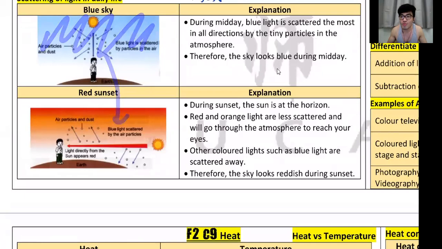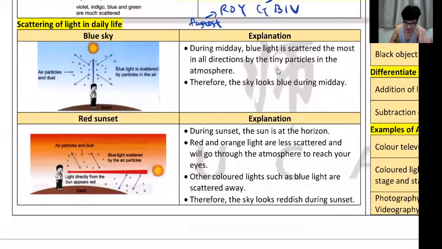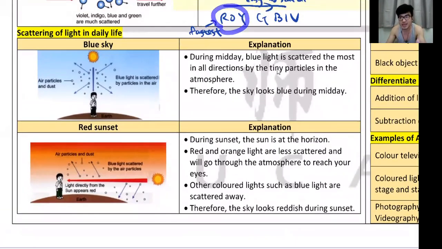Now there's no more blue. Blue has finished scattering. Red and orange light are less scattered. That means there's only red and orange left. They are not scattered. Like I said, they are very fast colors. They are not scattered. So this is why you're only left with red and orange now. So you see red and orange, loh.